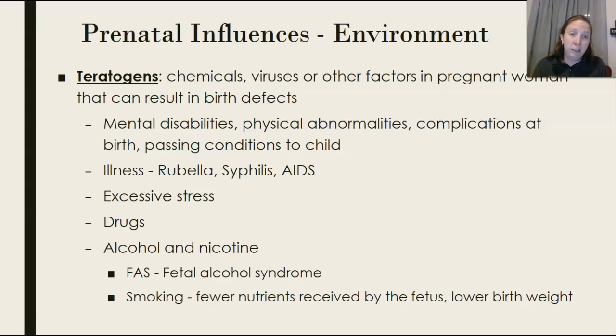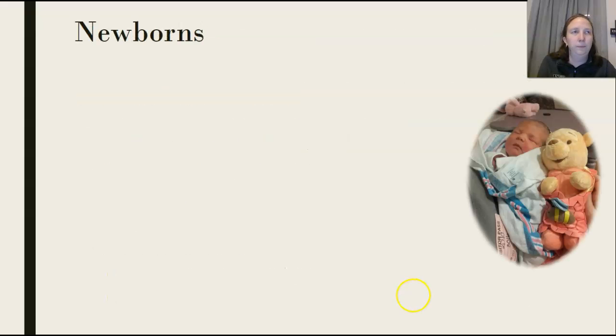Drug use and alcohol and nicotine use, of course, can influence the development of a human prenatally. Specifically, alcohol could cause fetal alcohol syndrome, and this results in some physical abnormalities, some brain abnormalities, problems with attention span, learning, coordination, and behavior. And then smoking could result in fewer nutrients being received by the fetus and lower birth weights.